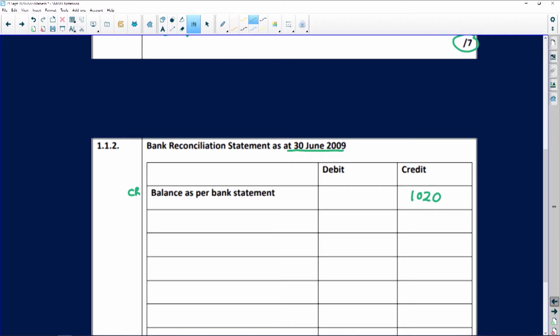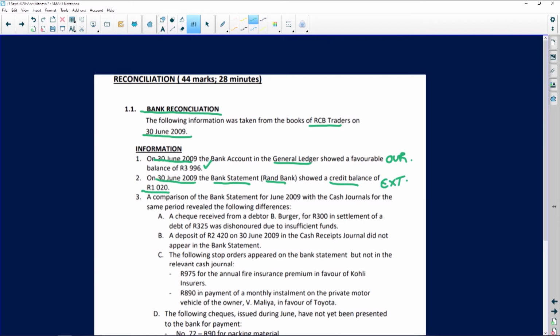So let's go now to the next bit of information. A comparison of the bank statement for June 2009 with the cash journals for the same period revealed the following differences. Okay, so after doing a comparison between our records and the bank statement, these are the differences we've noticed. Now the question is, where do you put these differences?